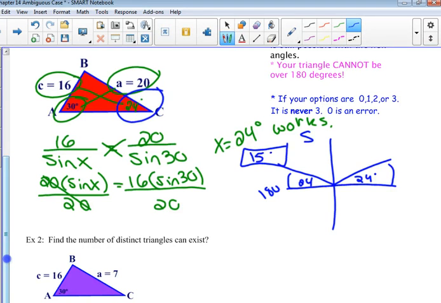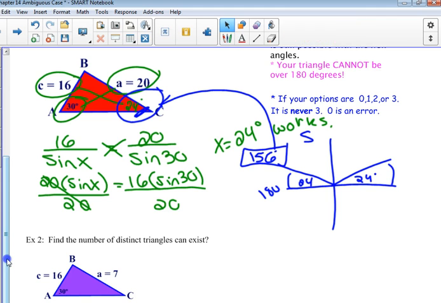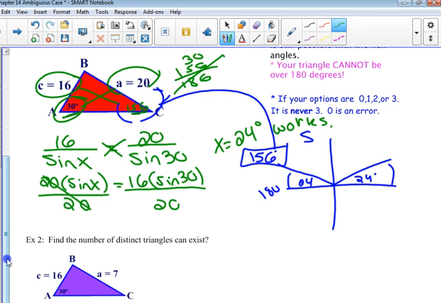Now what we have to test is: would 156 work if I put it back into this same angle? You're not finding the other one, you're just testing the same one. Maybe you're saying no. If I put in 156 here, you look at these, 30 and 156. Am I over 180? Yes, you're at 186. This can't work. So 156 cannot work. Only the 24 works.